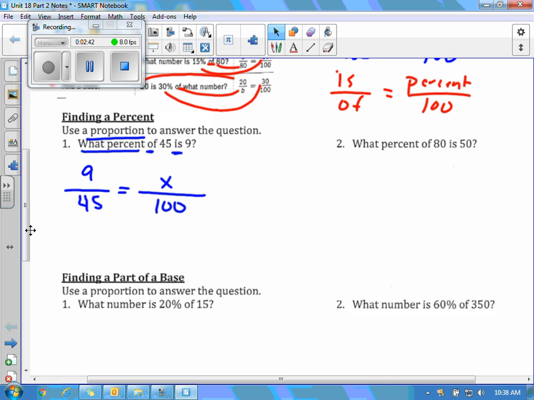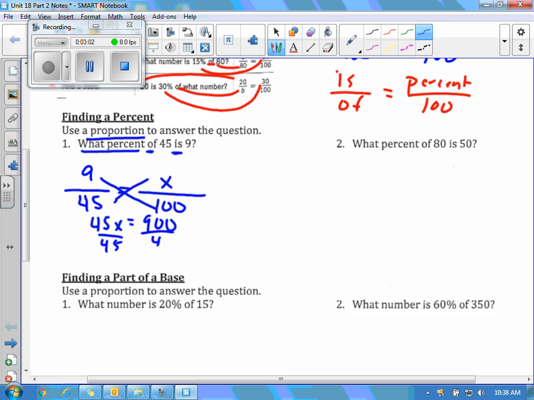So here's our proportion: 9 over 45 equals x over 100. Now we need to solve for x. We can cross multiply and divide. Cross multiplying, we get 45x equals 900. Then I can divide both sides by 45, and I'll get x equals 20. The question was what percent, so we can add a percent sign on. So 9 is 20% of 45.